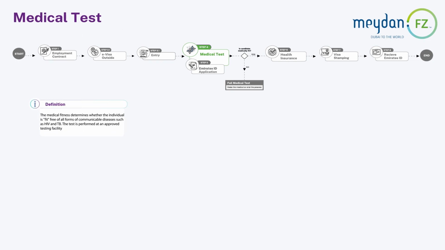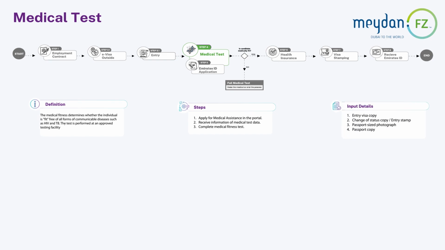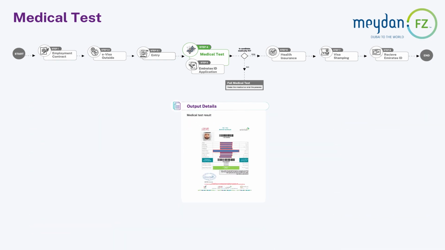4. Medical test. Once an employee has entered the country, the next step is to get a medical test done. The medical fitness determines whether the individual is fit and free from all forms of communicable diseases such as HIV and TB. The test has to be performed at an approved testing facility. Let's recap the steps again. Apply for medical assistance in the portal. Receive information of medical test data. Complete medical fitness test. Please read through the documents required to be submitted. Basis the documents submitted, the medical fitness results are issued as highlighted.